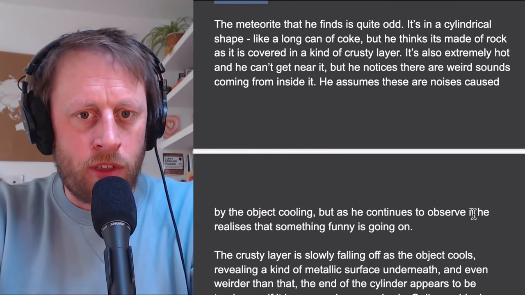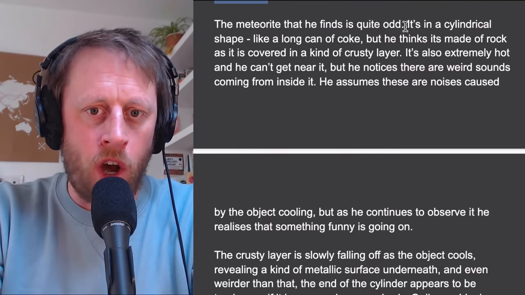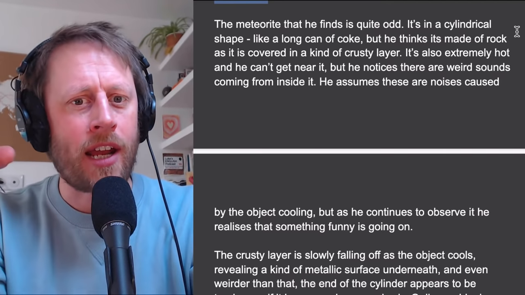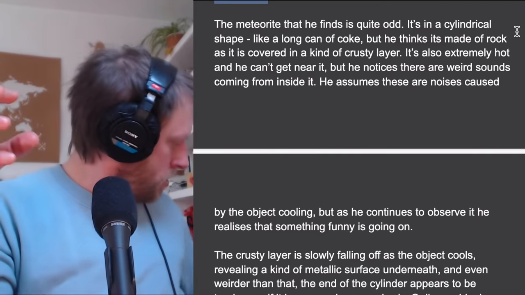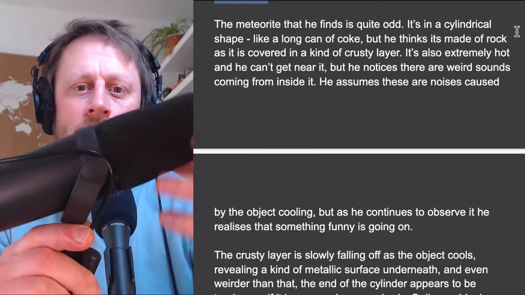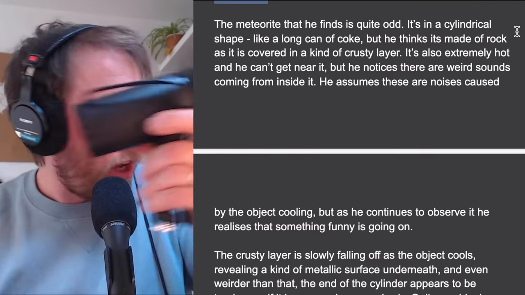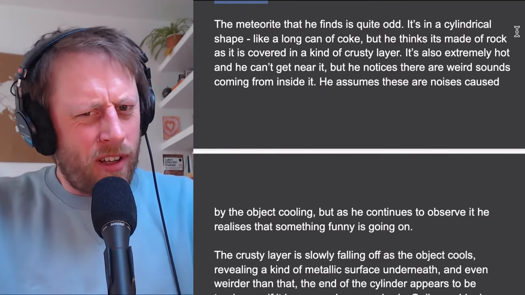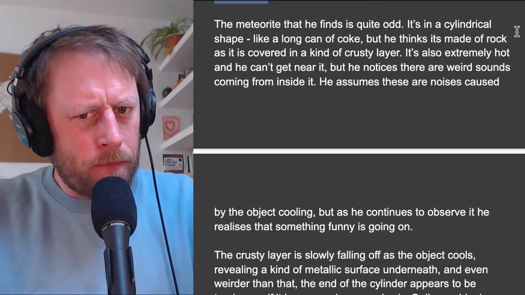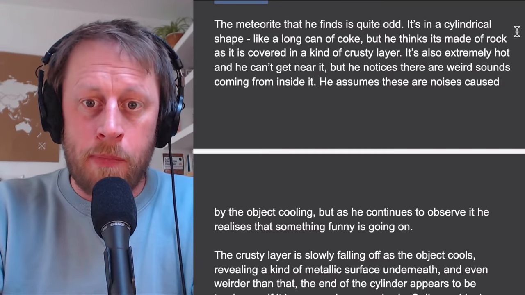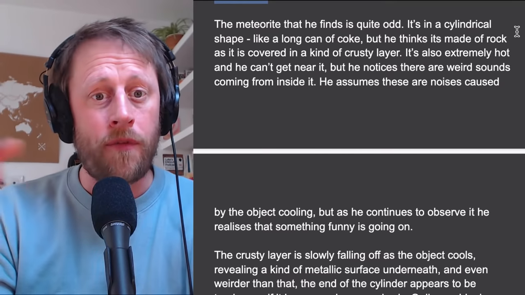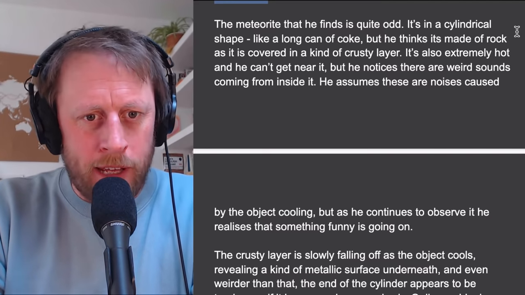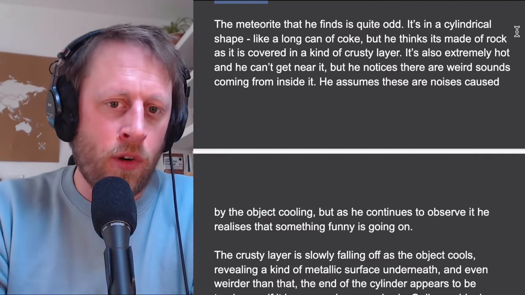The meteorite that Ogilvy finds is quite odd. It's in a cylindrical shape, like a long can of Coke, or maybe a can of beer or something. Odd sort of cylindrical shape. But Ogilvy thinks that it's made of rock because it's covered in a kind of crusty layer. It's also extremely hot and he can't get near it.